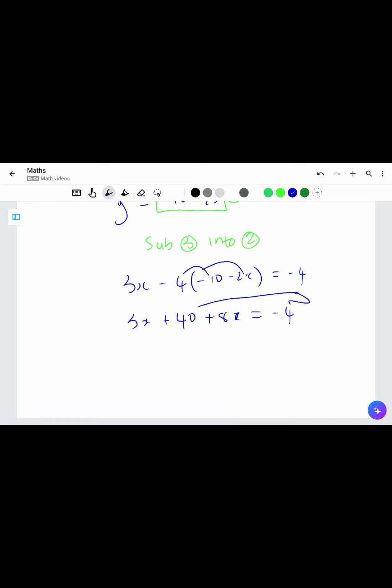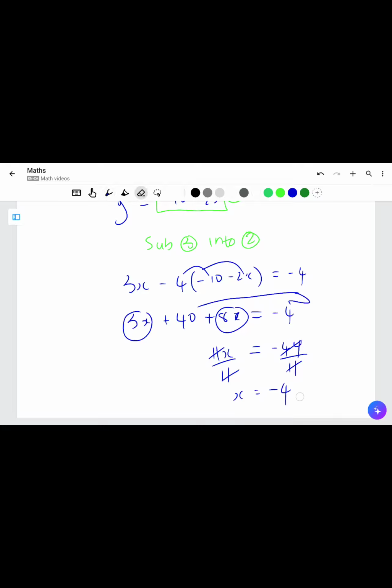So we're going to say 3x plus 8x is going to give me 11x, and that's going to equal, we take the 40 over, it's going to become minus 40, so you're going to be left with a minus 44. And now obviously we're going to find x. We divide by 11 on both sides, so we know that x now equals negative 4, because 11 goes into 44 4 times, and it was a negative 44. So we found x now. We know that x equals negative 4.